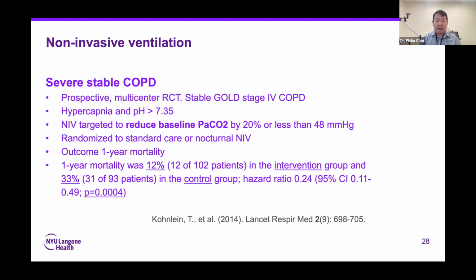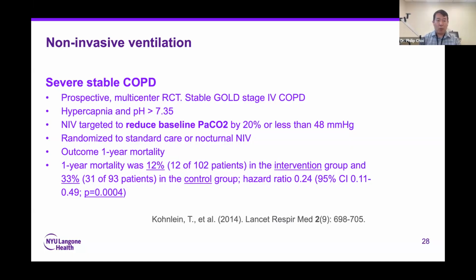And so what they looked at was hypercapnia plus a pH of greater than 7.35. But one of the things that I think is very important to note about this study is that in their study, they used their NIV to target a reduction in baseline PCO2 by 20%, or to less than 48 millimeters of mercury. So it wasn't just that people were started on NIV, but they actually did have a biomarker target. And patients were randomized to either standard of care or nocturnal non-invasive ventilation, and their outcome was 1-year mortality.